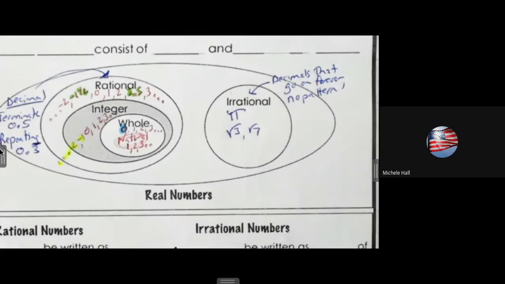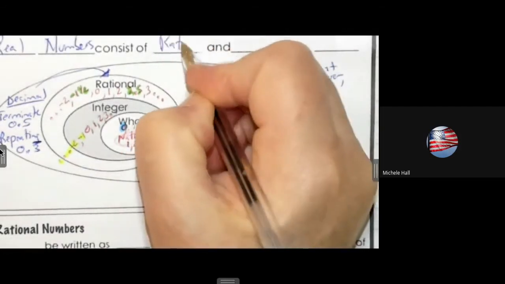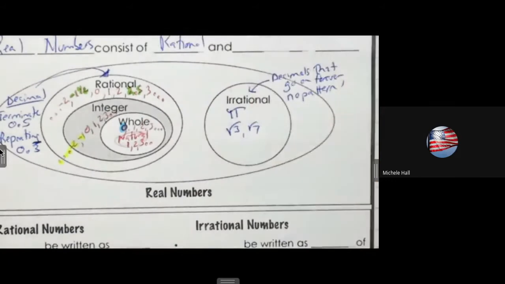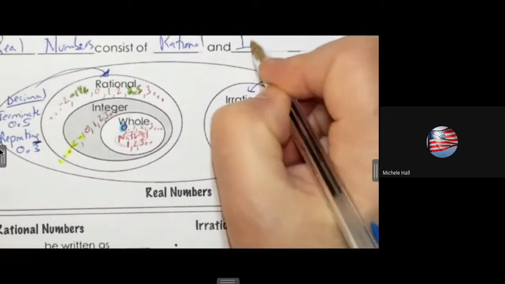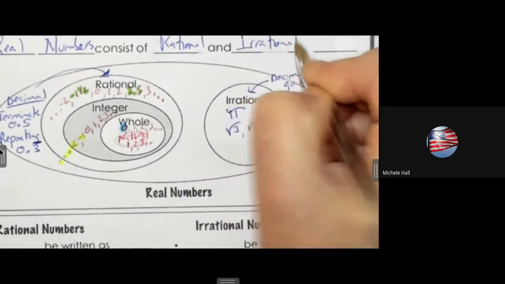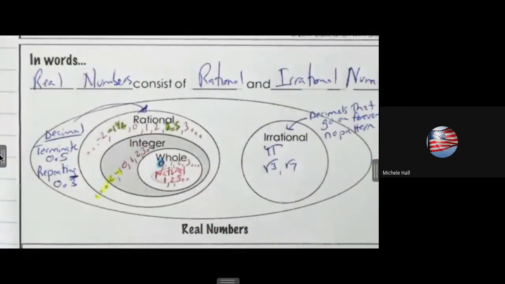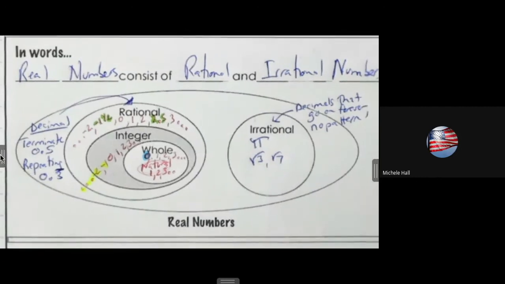And you say to yourself, well, are there any other kinds? Yes, we just talked about them. Imaginary numbers. Okay, so this is your real number set. In words, real numbers consist of rational and irrational numbers.